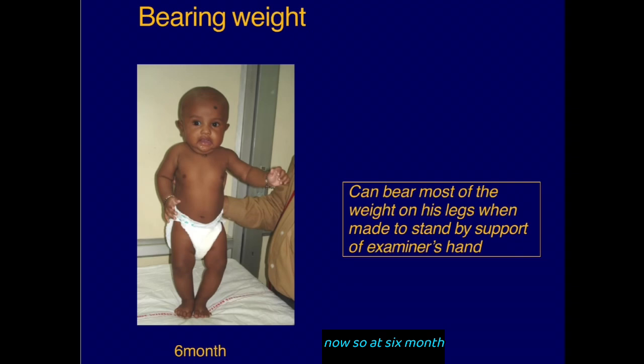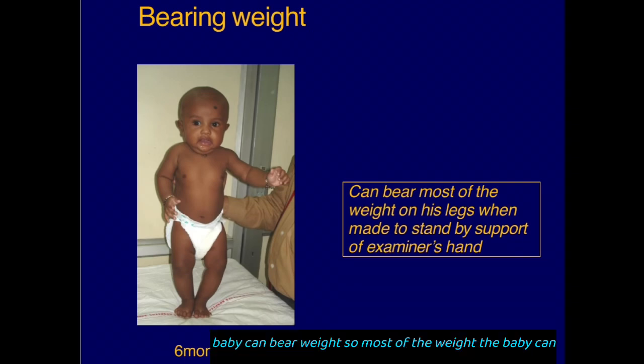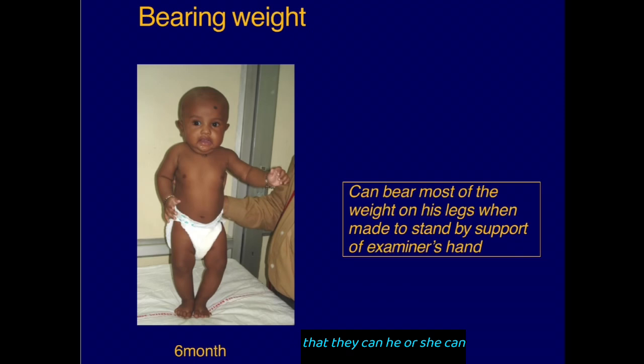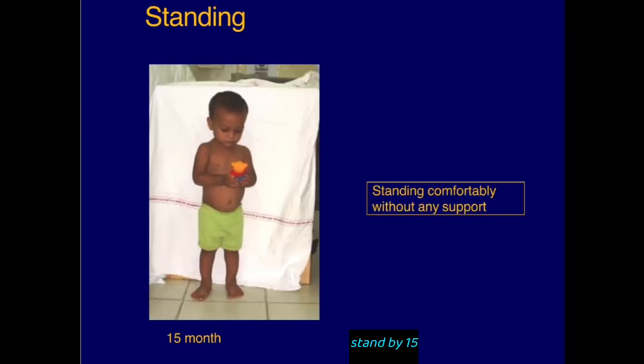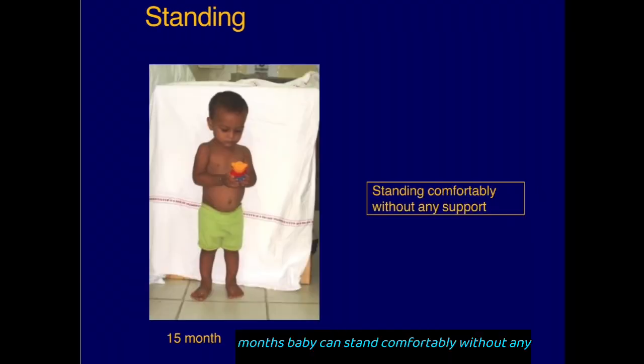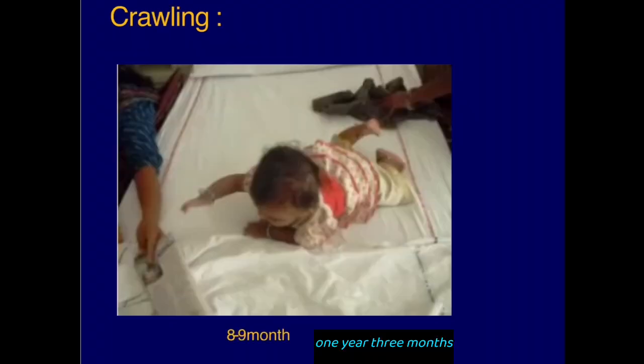So at 6 months baby can bear weight. So most of the weight the baby can bear at 6 months, and they can stand with the support of the examiner. That means the mother or caregiver needs to give support to the baby so that he or she can stand. By 15 months baby can stand comfortably without any support. So 15 months here means 1 year 3 months.